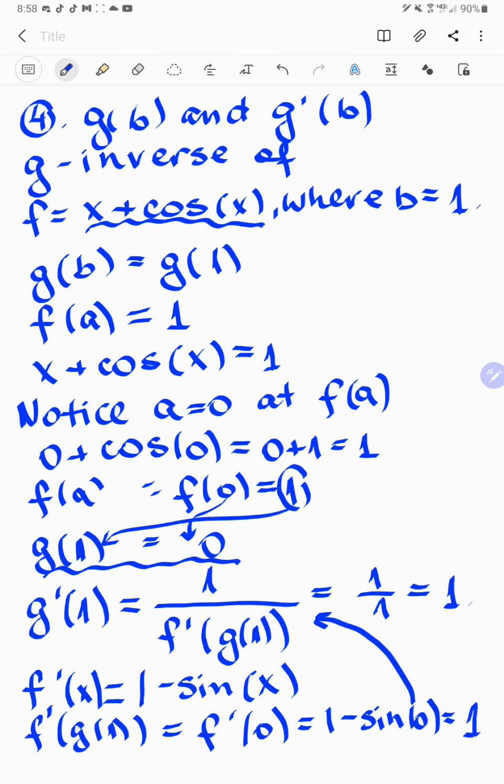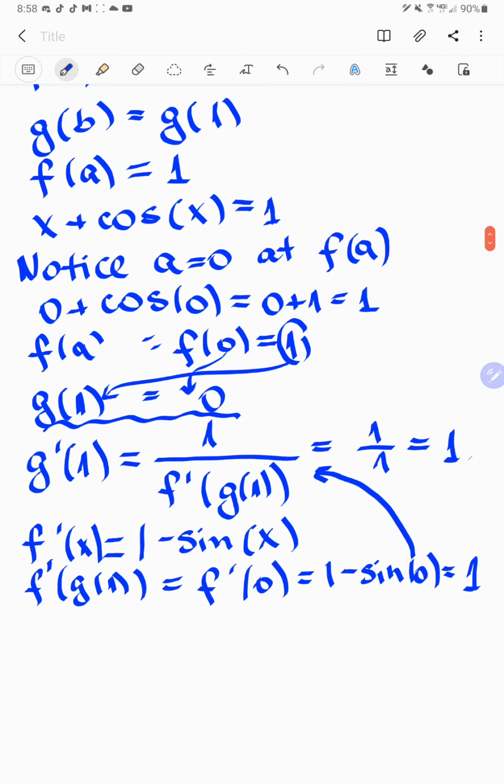And to plug this back over here, we get 1 over 1 equal to 1. So our final results are g of 1 is equal to 0 and g prime of 1 is equal to 1. And this is what we have for question 4. Let me go ahead and do question 5 in the same video.